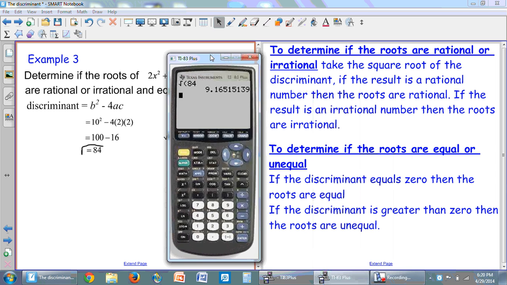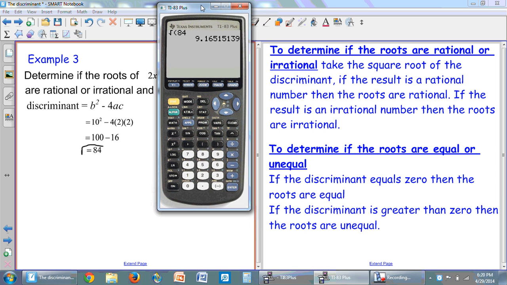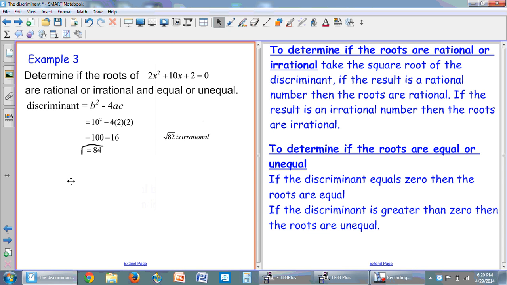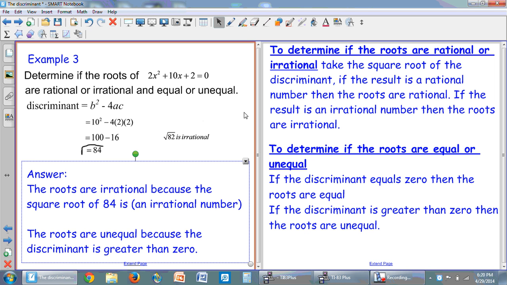To determine if the roots are equal or unequal, well, by looking at the graph, we could tell that the roots are not equal. So that's one way to do it. Look at the actual graph. The roots are different. You could see that by looking at it. But there's a way to also tell from the discriminant. If the discriminant equals 0, then the roots are equal. If the discriminant is greater than 0, then the roots are unequal. So the discriminant is 84. That's greater than 0, so the roots are unequal. By the way, you should copy this slide into your notebooks, the one on the right.